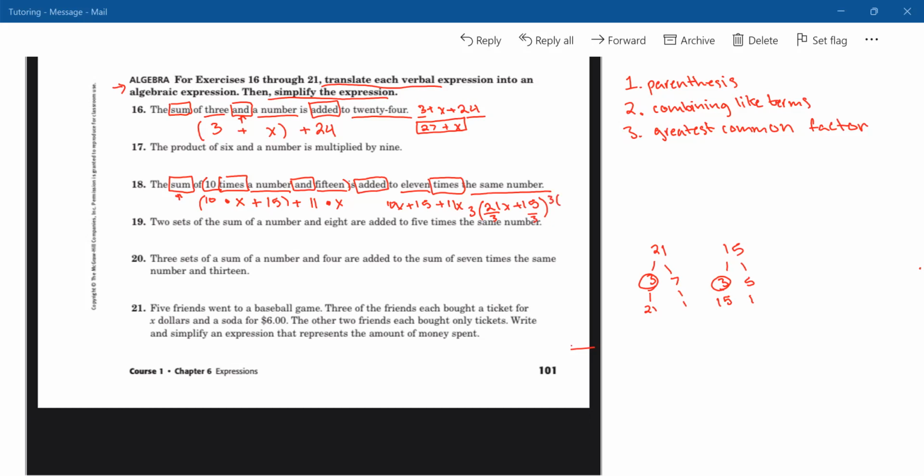3 times 21x divided by 3, which is 7x, plus 15 divided by 3, which is 5. And we close our parentheses. And that's our final answer.